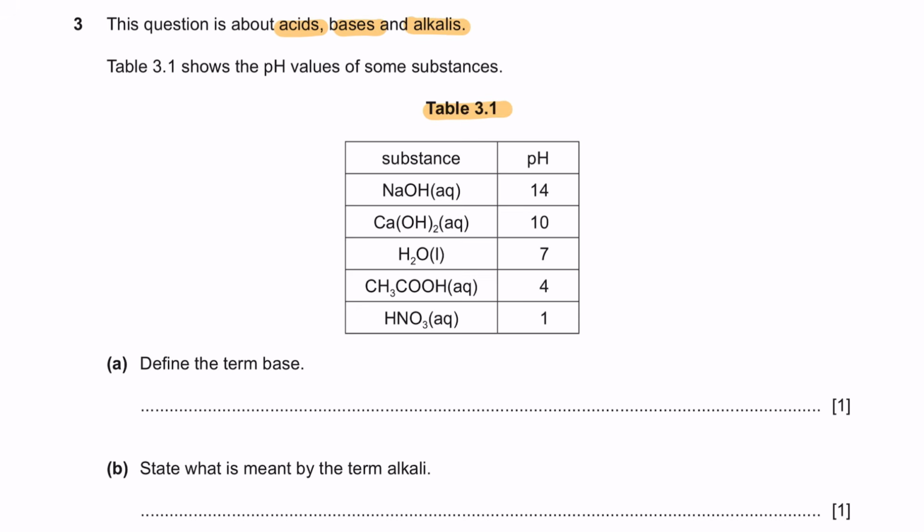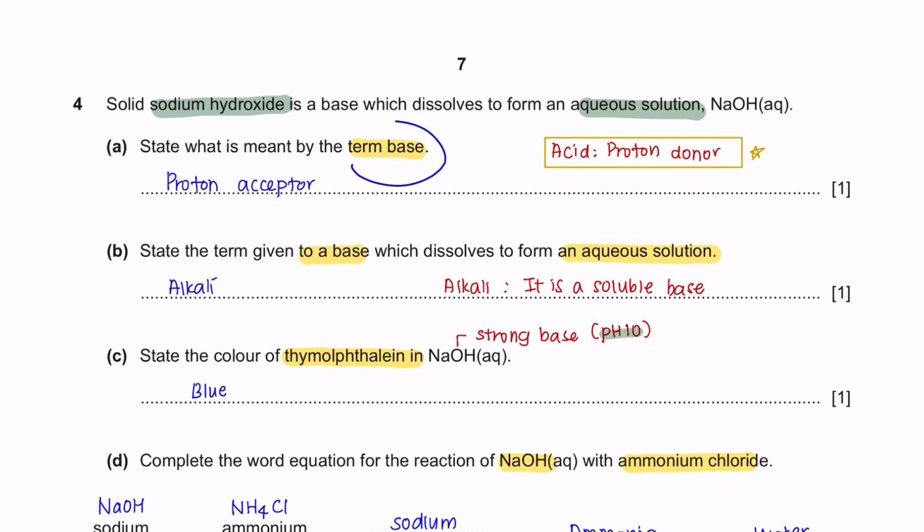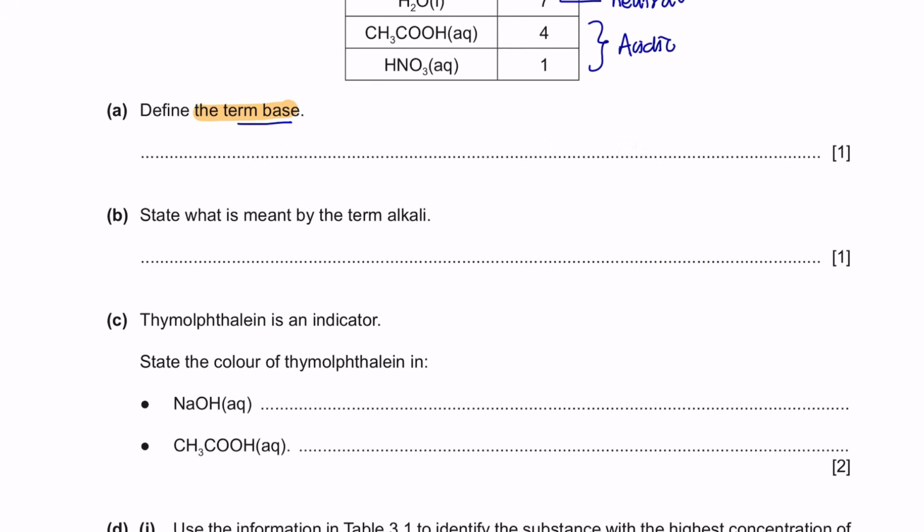Table 3.1 shows the pH values of some substances. Question A. Define the term base. The same question has been asked in the May-June paper. So the term base means proton acceptor. Next, part B, state what is meant by the term alkali.